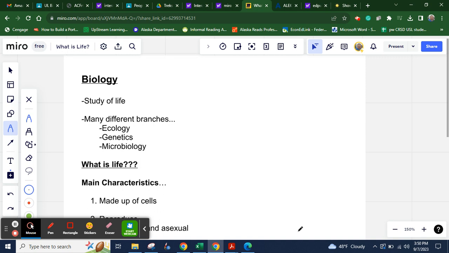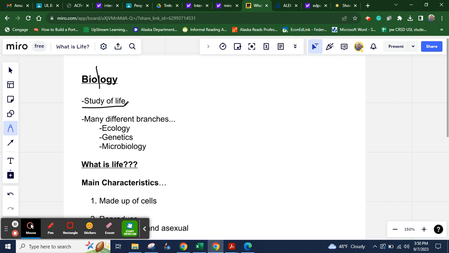So this year, we're going to be studying biology. In biology, if you split this word in two, bio is life and ology is study. So if we really want to define this, it's right underneath here: the study of life.